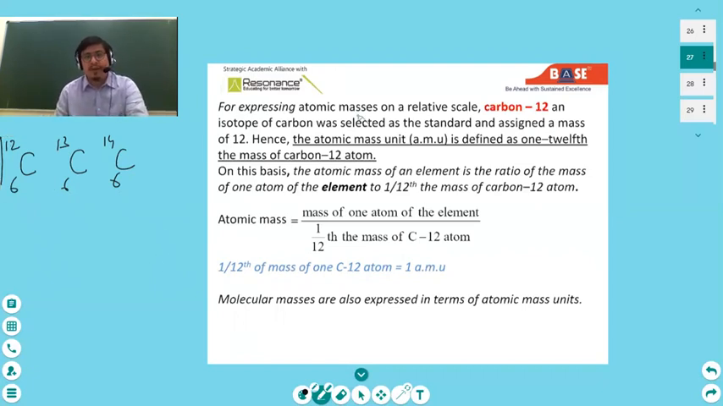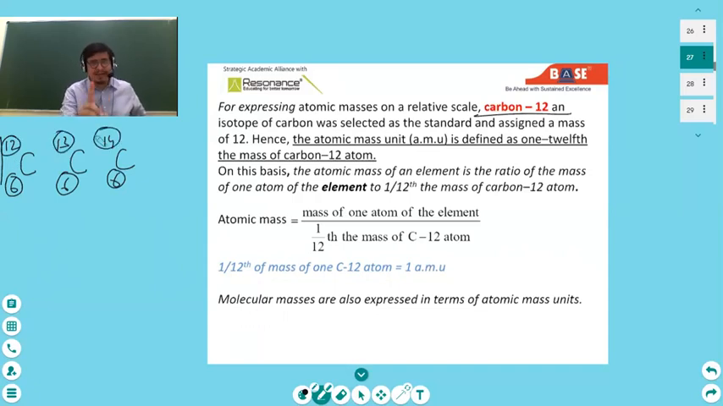Okay. So for expressing the atomic mass on a relative scale, carbon 12 is used, an isotope of carbon. Isotope means what? They have the same atomic number but different mass number. We'll do that later, but only this much at this time. It is SANI, which means same atomic number isotopes.